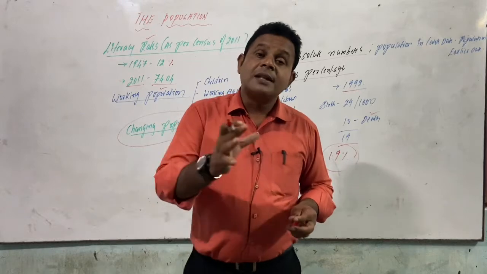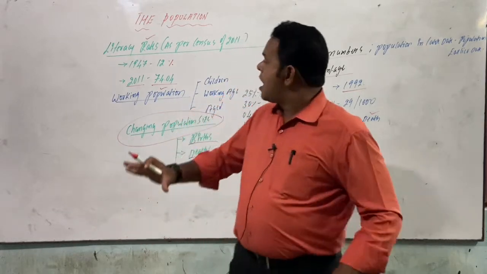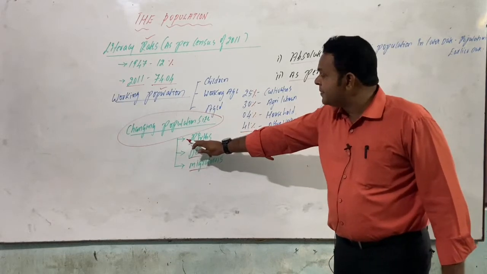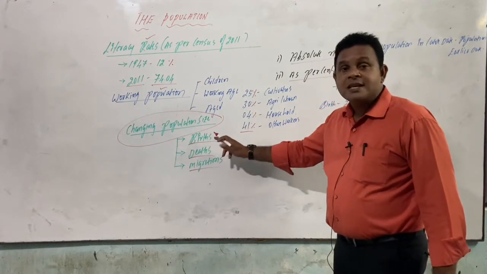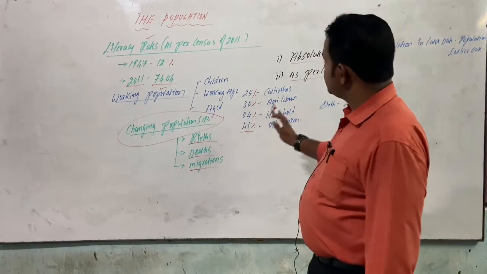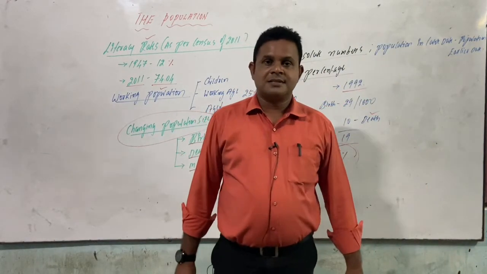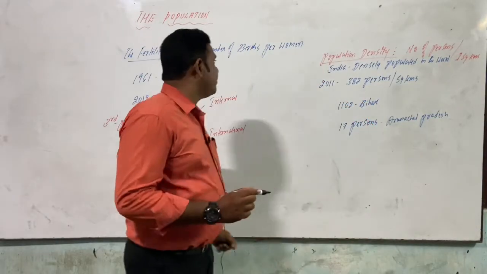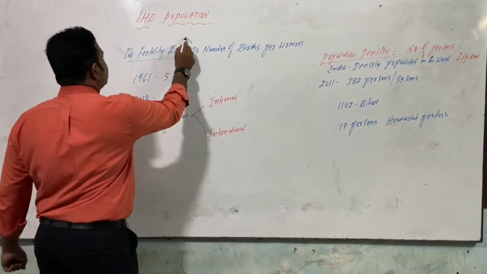So all these things clearly show the information we have learned and gathered about changing population size based upon these three factors. This is what it says regarding the changing population size. Right, coming to the next, we are going to discuss the fertility rate.